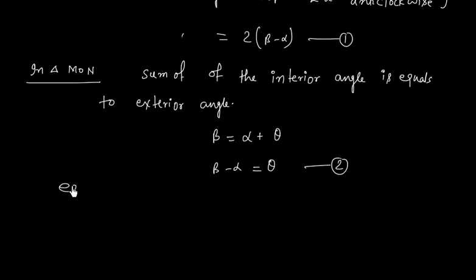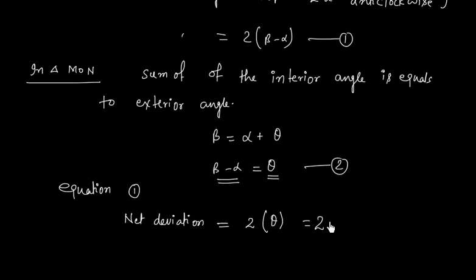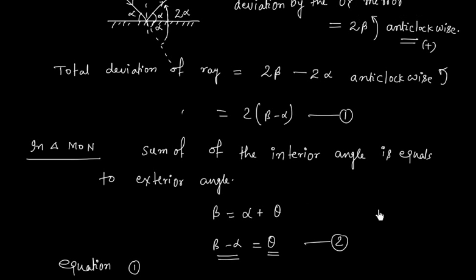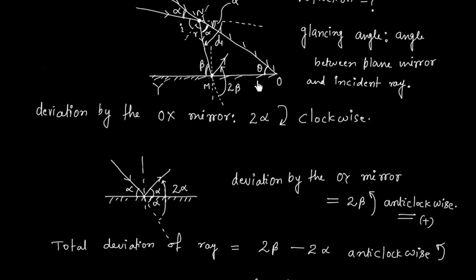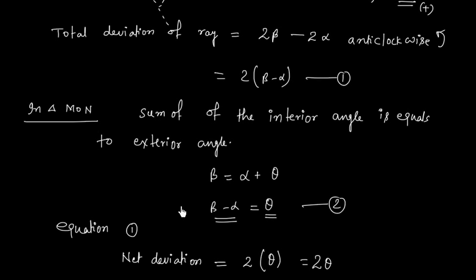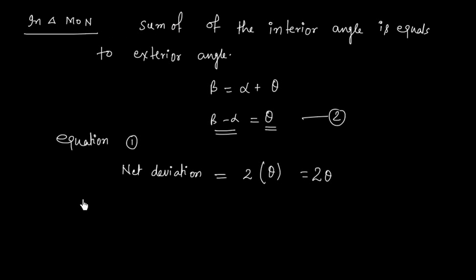We will have total deviation, or net deviation, equal to 2 into beta minus alpha, and beta minus alpha is nothing but theta. So this is 2 theta, and theta is the angle of inclination between two plane mirrors. So we can say whenever a ray makes two successive reflections, the net deviation is twice the angle between the mirrors.